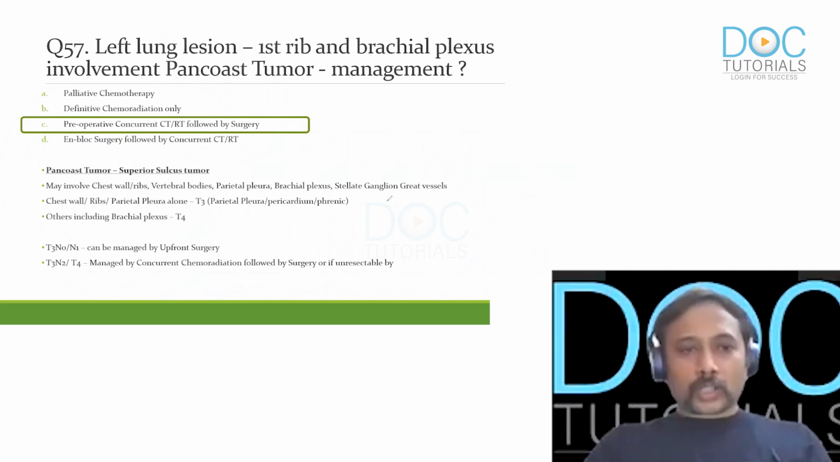So that is due to what? That may be because of involvement of the stellate ganglion. That is what they are looking for. So these are some variations of the question that may come.